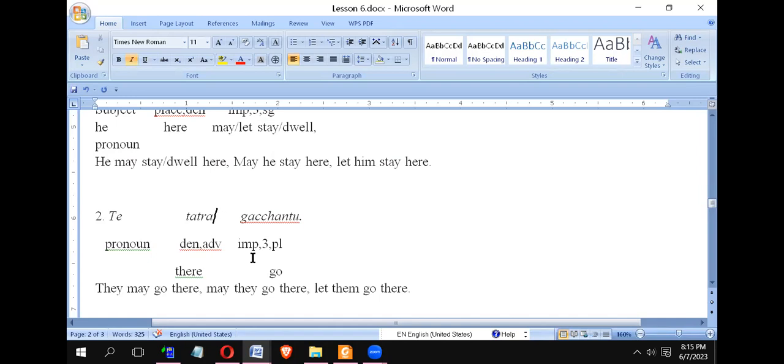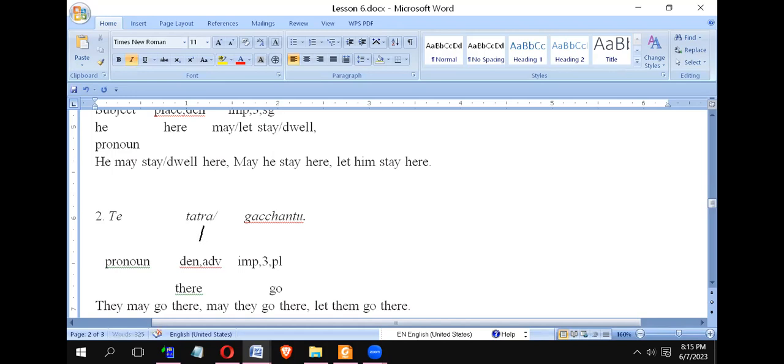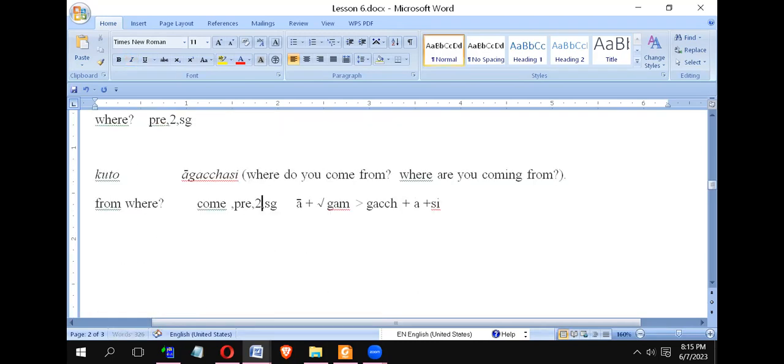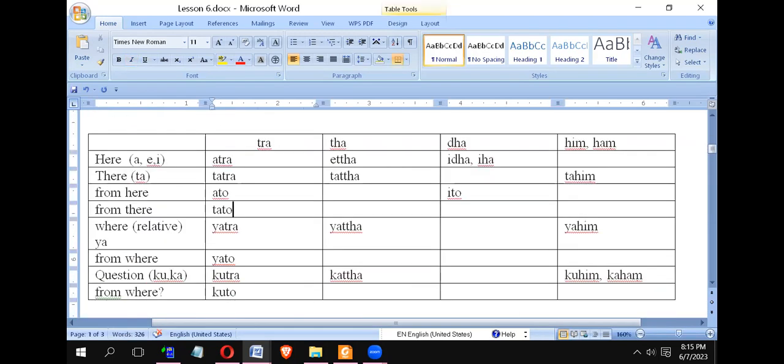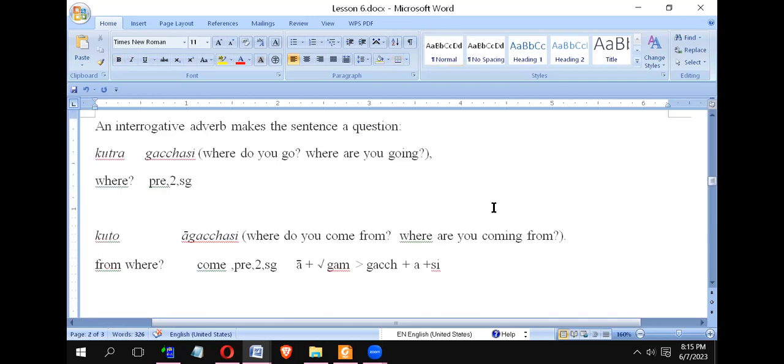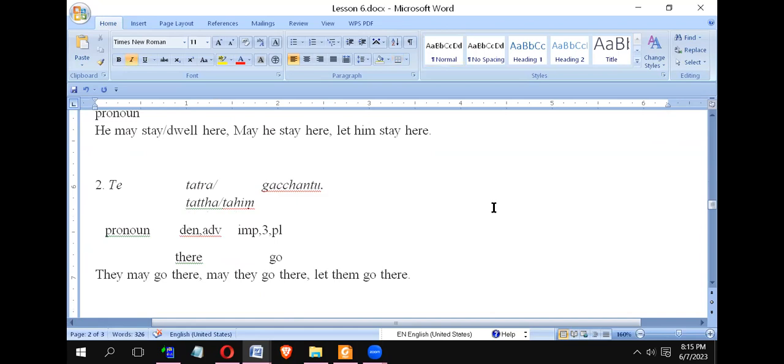Besides tatra, so let's say I don't like tatra, what else can I change it to? Besides tatra, what else can I modify? Tata. Tata, okay. Tahim. Tahim. Any more? No more, I think. So you got tatra, tata, tahim. You can do a chart like this, it's very helpful. So this is already te, tata, tahim, gachantu. This is not so difficult.